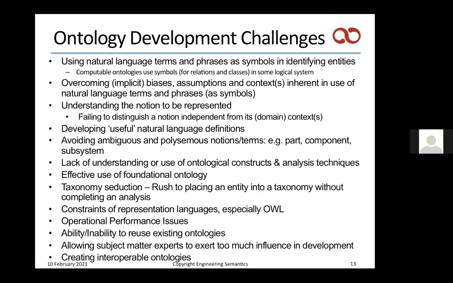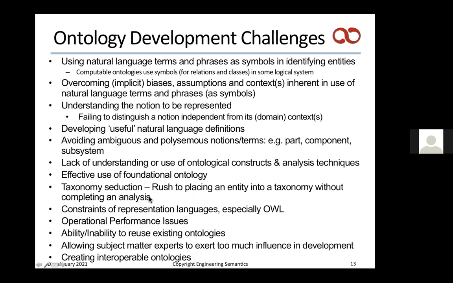Another challenge for people is a lack of understanding of the use of ontological constructs and analysis techniques. In particular, I mentioned foundational ontologies earlier, and the amount of work that goes into developing those. They have done a lot of the analysis that can provide a starting point in terms of ontology development. So they have some constructs in there that can be quite useful for understanding what needs to be represented or how you should understand an entity before you get to the actual representation. And then, of course, there are analysis techniques that you can use. And that gets to the effective use of foundational ontologies.